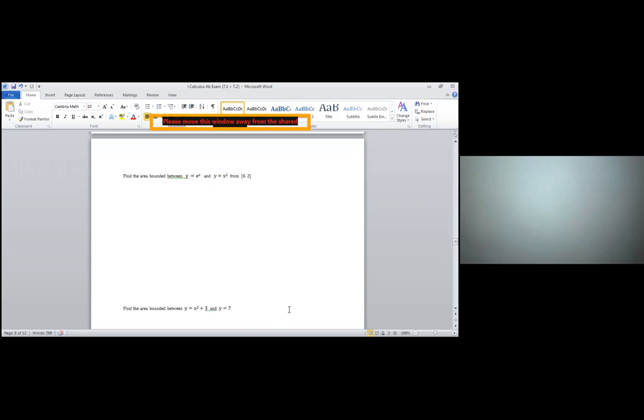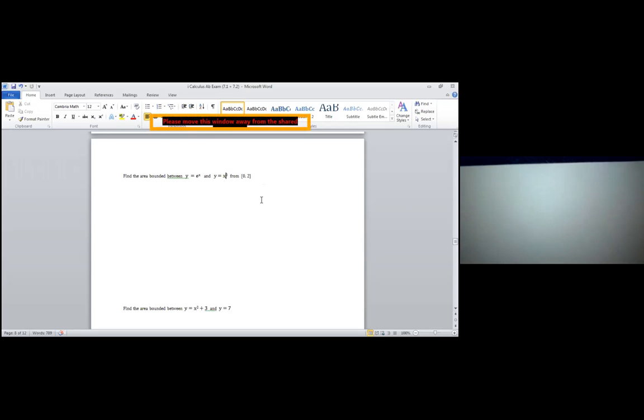So if they give you bounds, we just use them. Figure out what's on top. So if I plug 0 in, e to the 0 is 1. If I put 0 in here, I've got 0. Leads me to believe this is on top. If I put 2 in, same story. e squared is bigger than 2 squared. So the e function is going to be on the top.